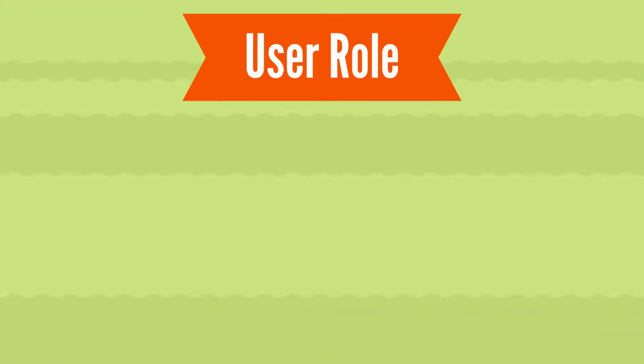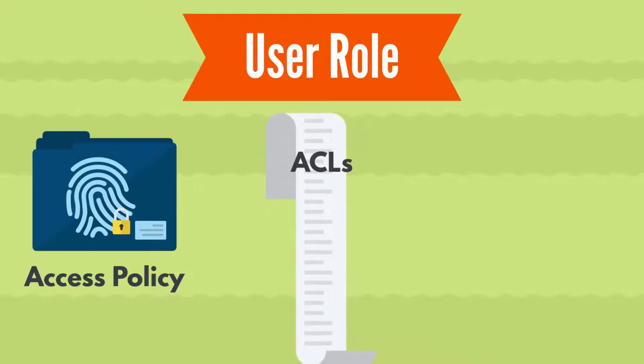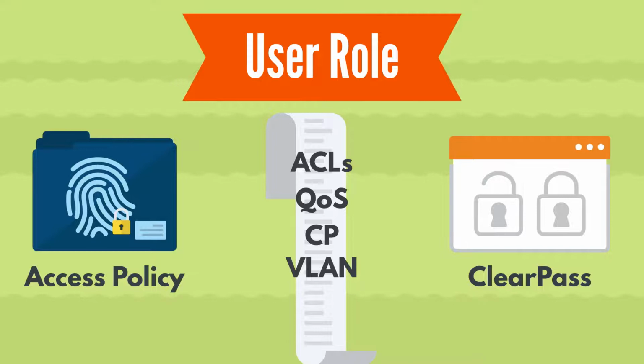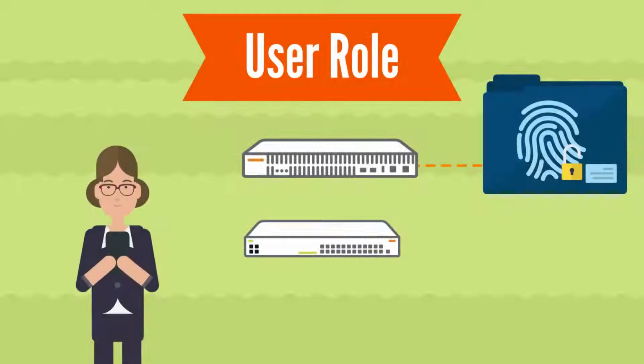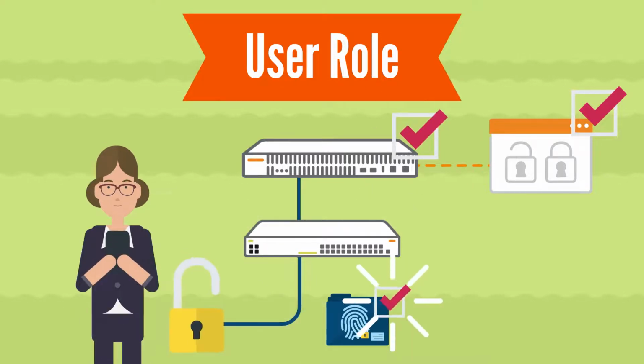Dynamic segmentation utilizes the concept of a user role, which contains user access policies. A user role can contain things like access lists or QoS, captive portal, and VLAN policies. User roles can be inherited from a RADIUS server like ClearPass, or can be a static downloadable user role. After a user role is applied, traffic is tunneled to the controller for processing and policy enforcement. Network access rights are defined by the configurations applied to this user role.